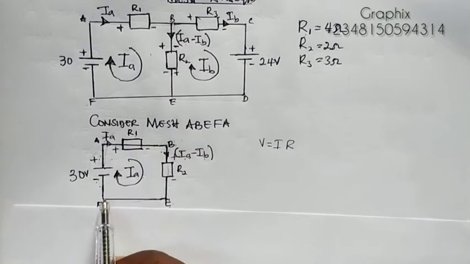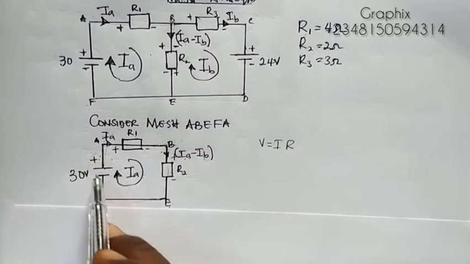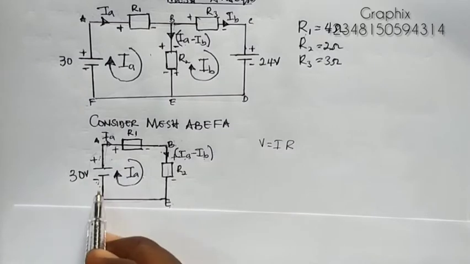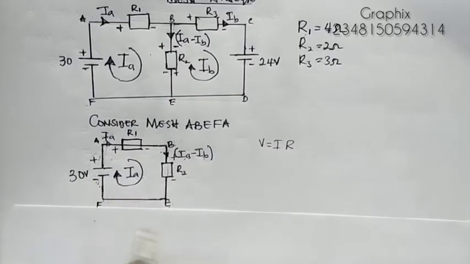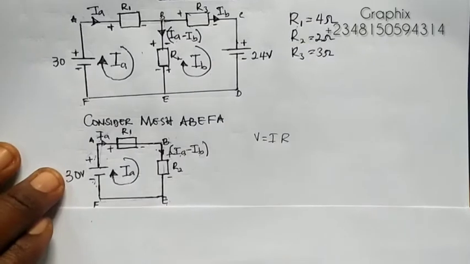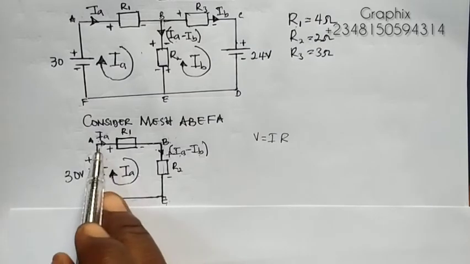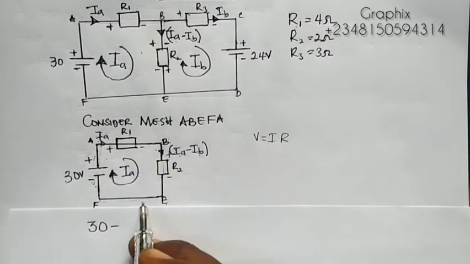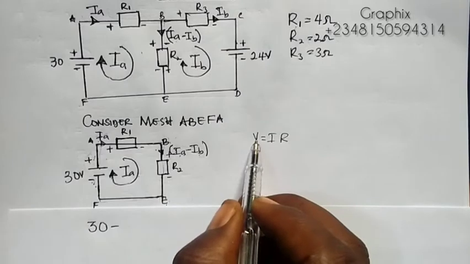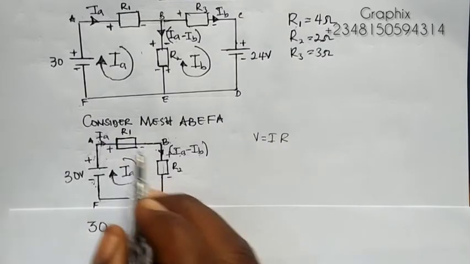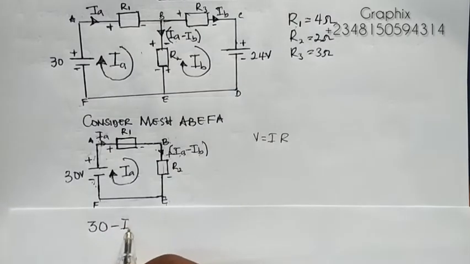So what you do is you analyze this. We know that when current flows through, the current moves from a low potential to a high potential, so it will be positive. So we have 30 here, minus, when current moves through a resistor, there's a voltage drop. Voltage is equal to IR. The current moving through R1 here is IA, so we have IA R1.